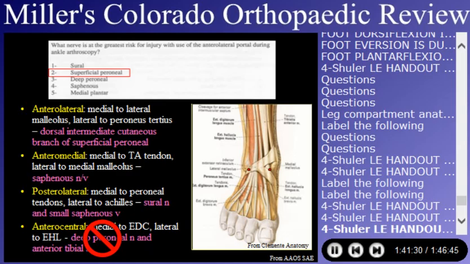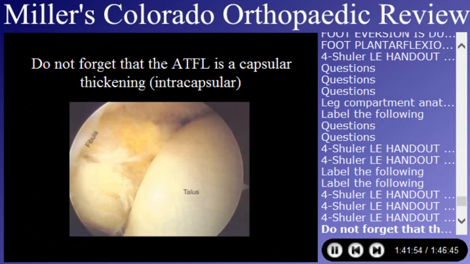Anterolateral: medial to the lateral malleolus, lateral to the peroneus tertius. You hit that nerve, the dorsal intermediate cutaneous branch of the superficial peroneal nerve. Anteromedial portal is medial to the tibialis anterior tendon, lateral to the medial malleolus, and the neurovascular structure is the saphenous nerve and vein. Posterolateral. The one you'd never want to do is anterior central, and I showed on the diagram the anatomic location of the portals. Don't forget that the ATFL is an intracapsular thickening, okay?